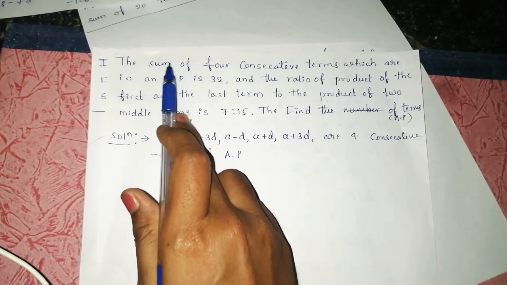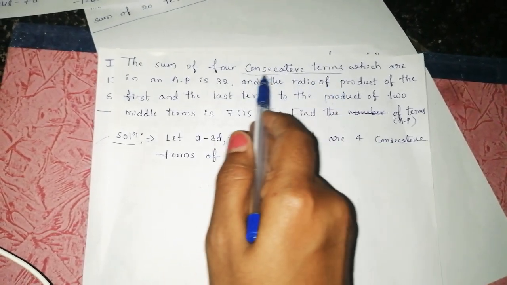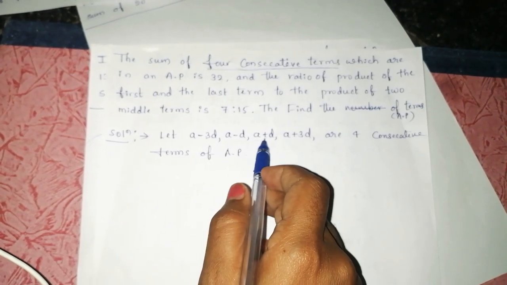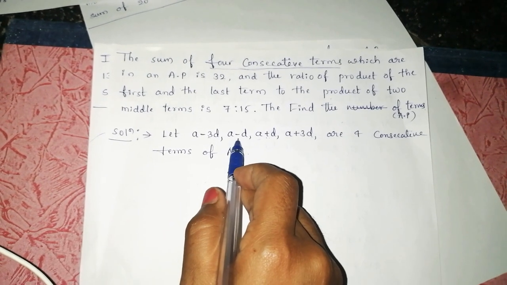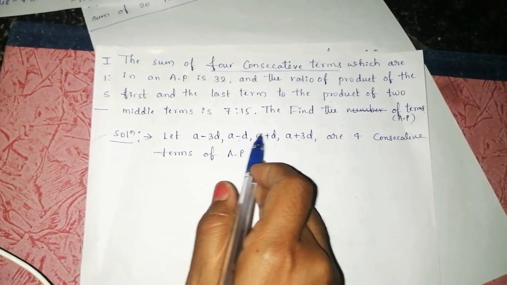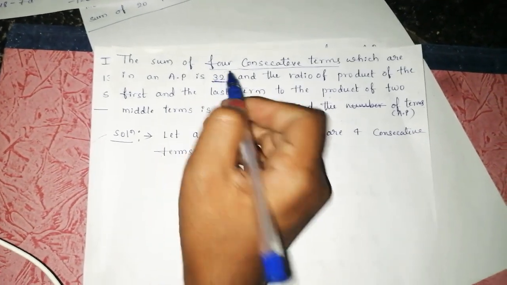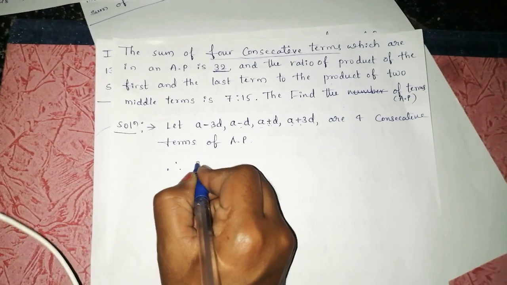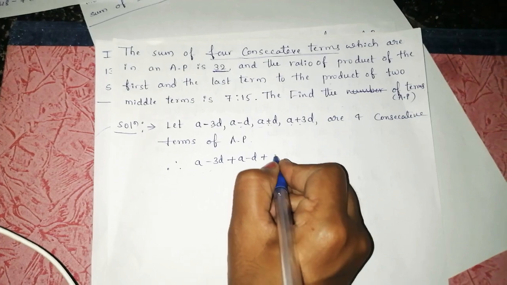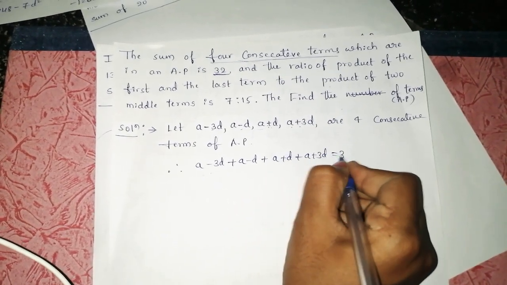Here they are going to give you 4 consecutive terms. 4 consecutive terms means, as I already told you, take those terms as a plus d, a minus d, a plus 3d and a minus 3d. Here first term, second term, third term, fourth term. These are the 4 consecutive terms and their sum is given as 32. Therefore, I'm going to take a minus 3d, the first term, plus a minus d plus a plus d plus a plus 3d, which is equal to 32.